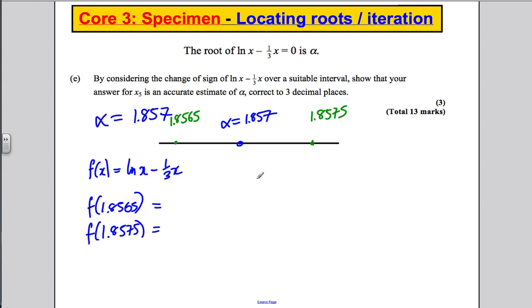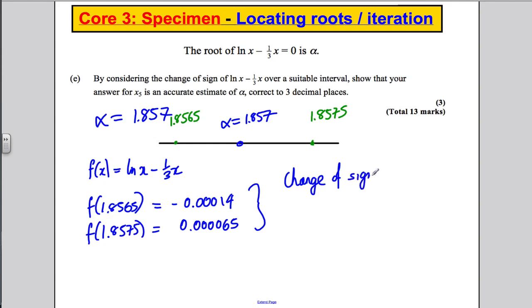So ln x subtract a third x, we're going to work that out for 1.8565, and you get negative 0.00014, and working out 1.8575, you get 0.00065. You've got a change of sign, therefore you have a root. Not only that, you have to state that f is continuous.